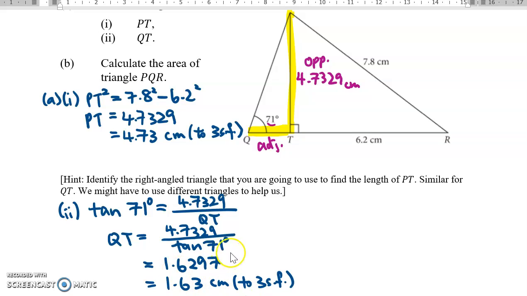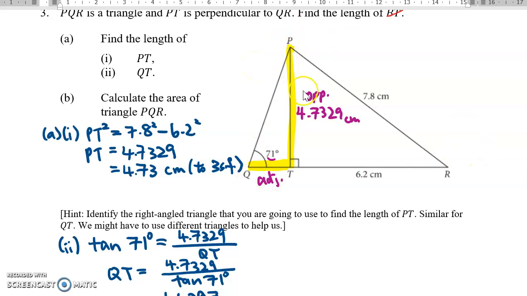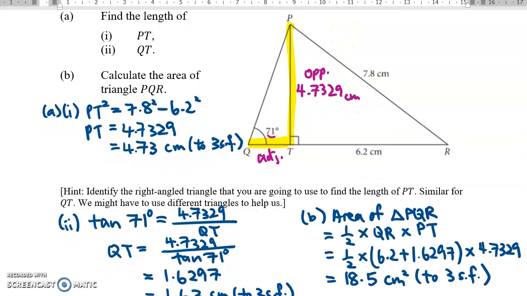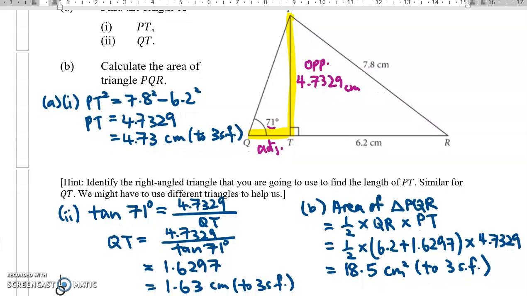Now notice that I have written the 5SF answer because there is still a next part, and I might need to use the value of QT. If so, I'll make use of the 5SF value. Now, part B wants us to calculate the area of triangle PQR. So I will take half times base times the perpendicular height PT here. So the area of triangle PQR is 18.5 cm square. So this will be my answer for question 3.